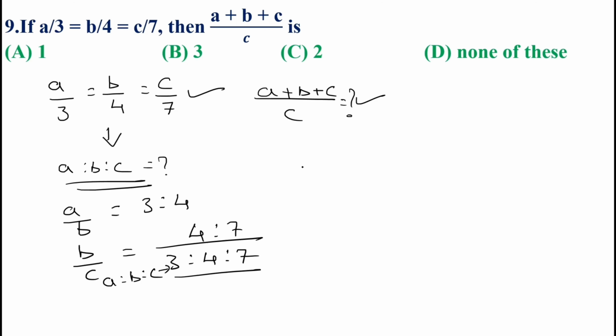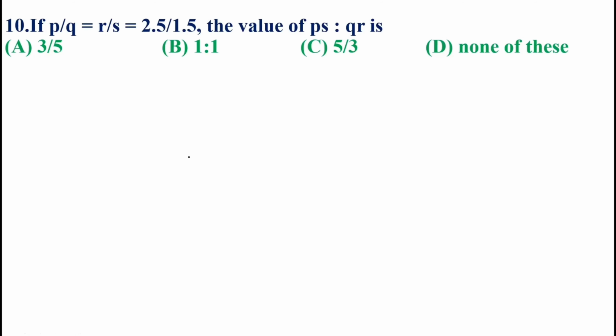So A is to B is to C. A means 3. What they have given is A plus B plus C by C. So 3 plus 4 plus 7 by 7. That is equal to 14 by 7, means 2. So the option is C.